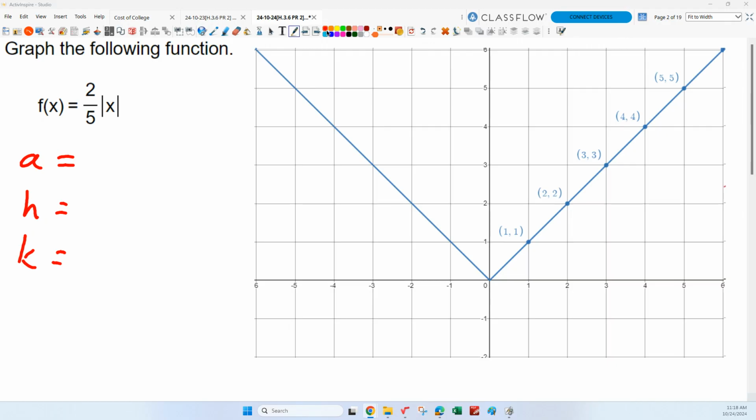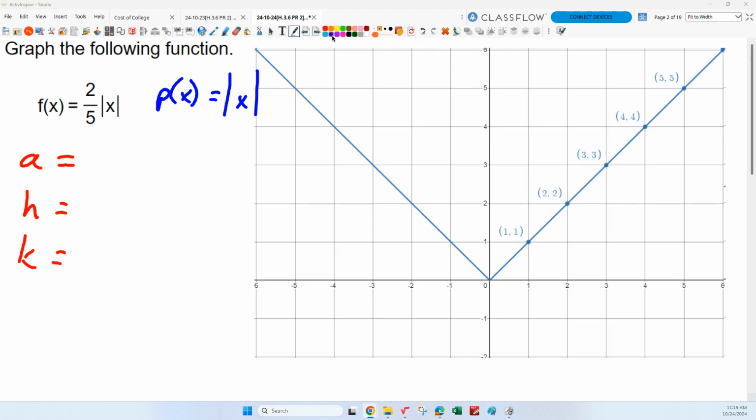So for this function here, we're going to graph the function f of x equals 2/5 times the absolute value of x. I guess first of all, what is my parent graph? Absolute value of x. How come? How do you get that? Okay, because if we were to erase all of the values of the parameters, the numbers that are not an integral part of the function from our transformed function, what we end up with is the vanilla parent graph, right? So it'd be the absolute value of x.